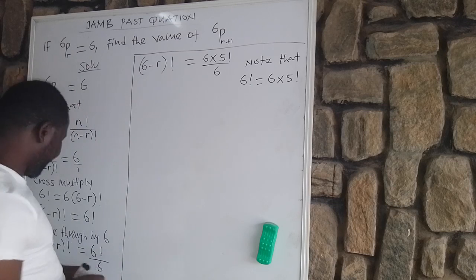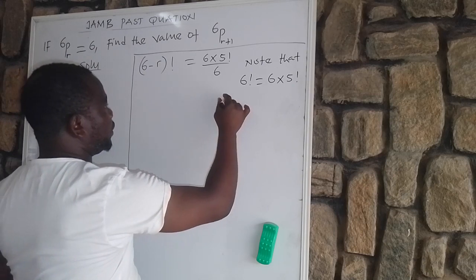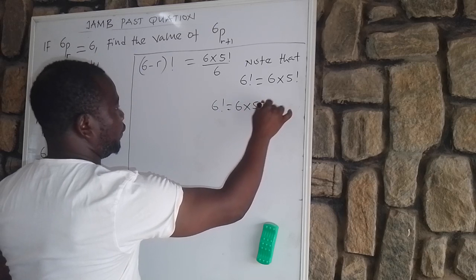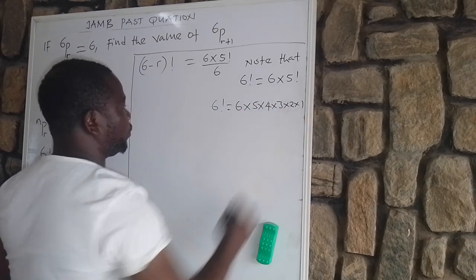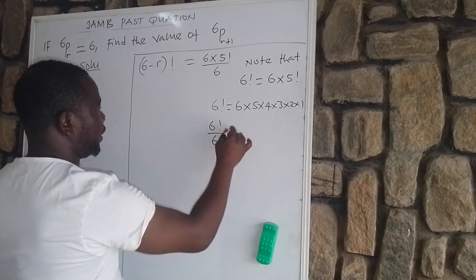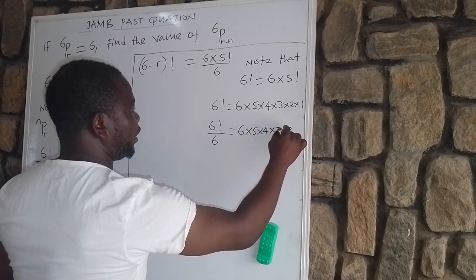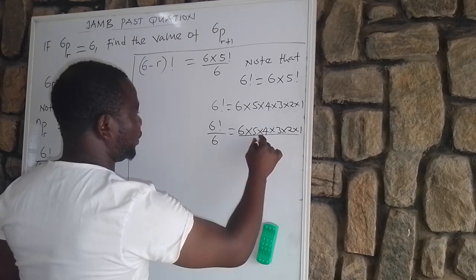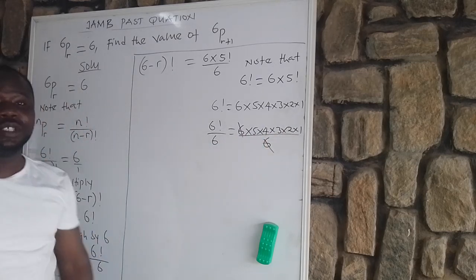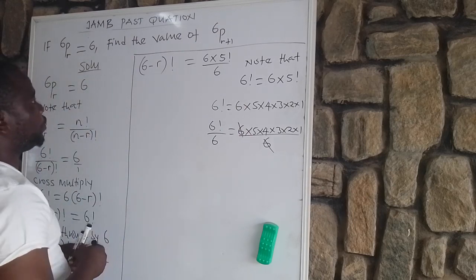I know some of you are asking, why am I transforming it this way? Look at it here. 6 factorial is 6 times 5 times 4 times 3 times 2 times 1, true or false? So 6 factorial all over 6 is 6 times 5 times 4 times 3 times 2 times 1 all over 6. This 6 and this 6 will cancel, and you are still left with 5 factorial. That is why I introduce it this way.